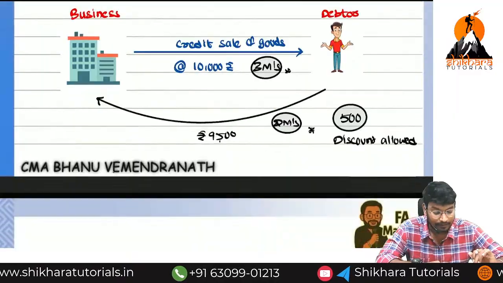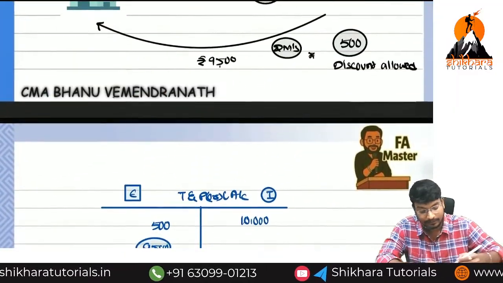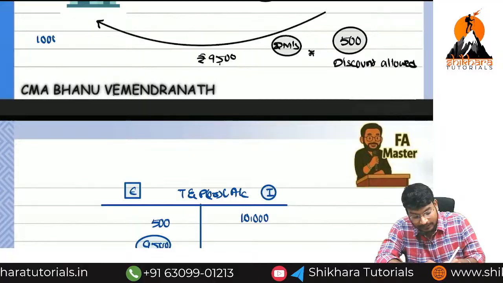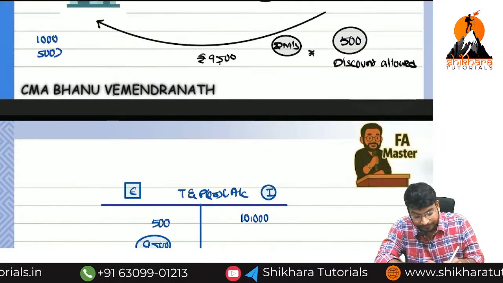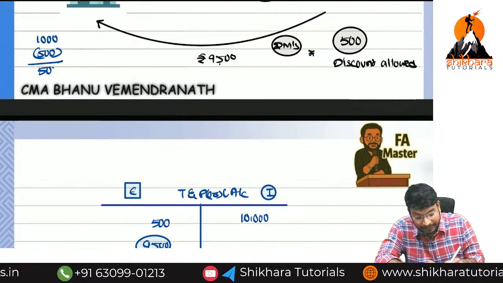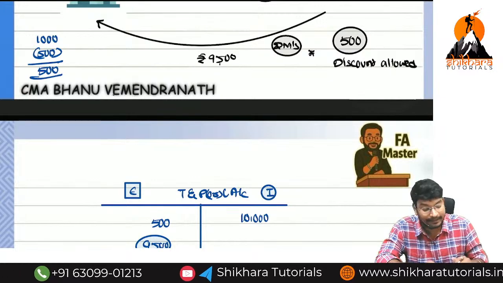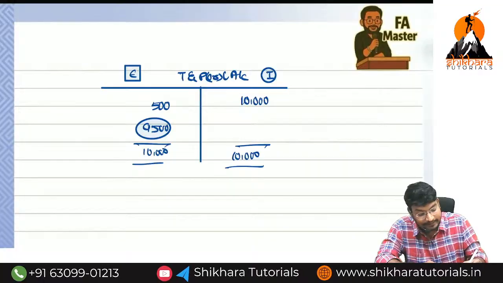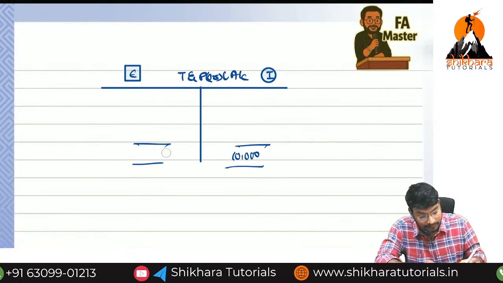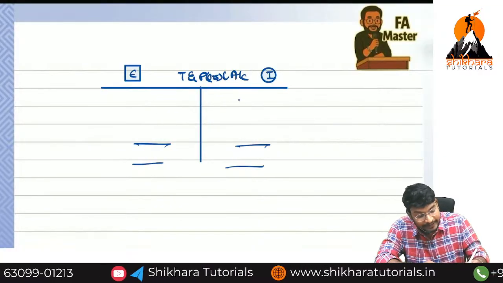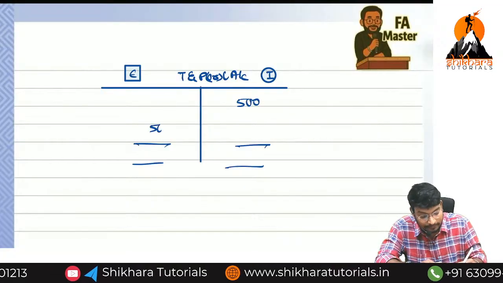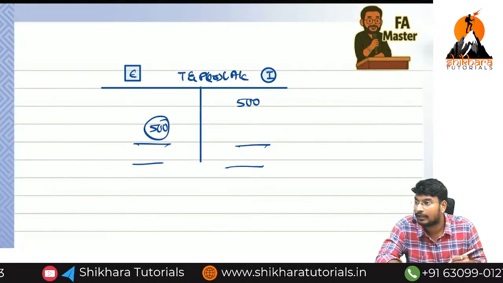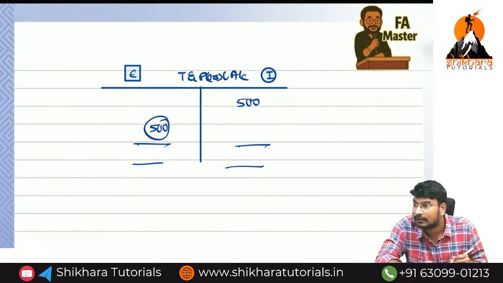Imagine, what is the selling price we discussed? 1,000 rupees. And how much discount did we get? 500. Ultimately, how much did we pay? 500. Now directly on the income side, the credit side, how much amount will we record? Directly, we are going to record 500 here. That's all. Then how much profit will you get? 500. This is the trade discount.